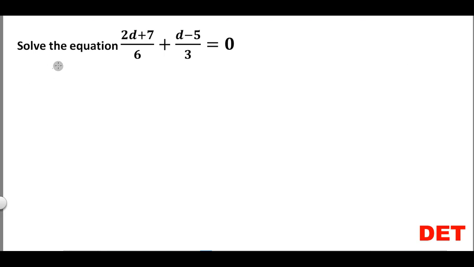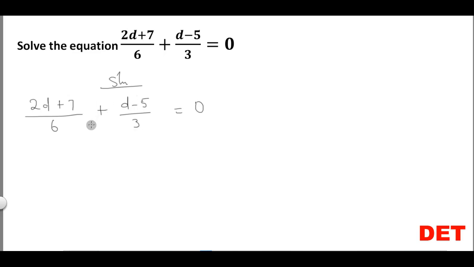Okay, here we are looking at this question. Solve the equation (2d + 7)/6 + (d - 5)/3 = 0. Solve the equation (2d + 7)/6 + (d - 5)/3 = 0.